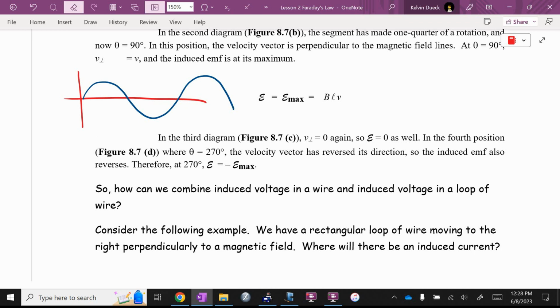So here's the question Faraday asked. How can we combine induced voltage in a wire and induced voltage in a loop of wire? Is there a way that we can combine them into one Uber law that fits them both? Yesterday and the previous day, I showed you how we can induce a voltage by just dragging a wire sideways through a magnetic field. Here we're spinning a coil in a magnetic field. We definitely get an induced voltage in both. How can we combine them?